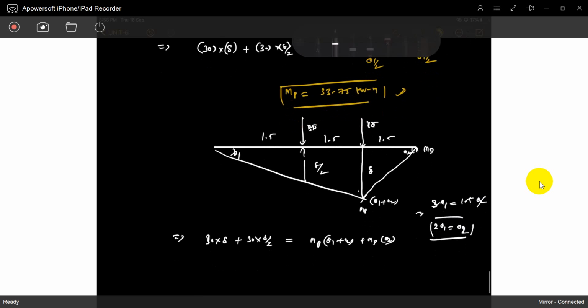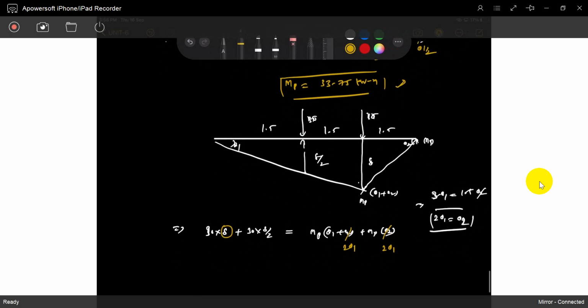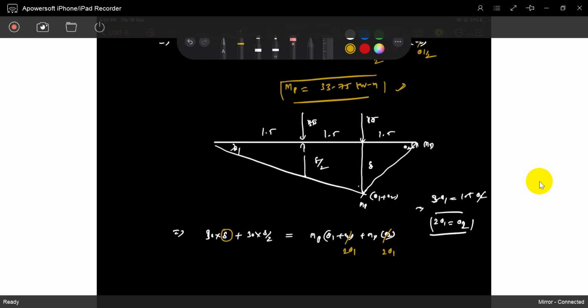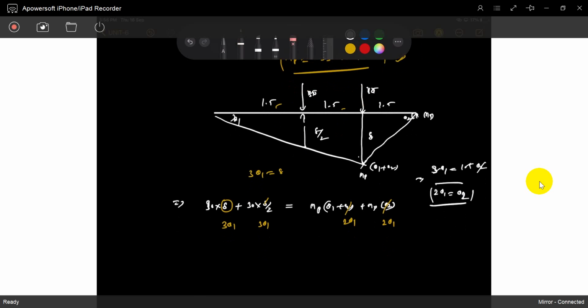So write down, it's a 2 theta 1. Delta you can write down in terms of theta 1. What is that? 3 theta 1 is delta. That's it, no? 1.5, 1.5. 3 theta 1 is delta. So what is that value? The value is MP is 27 kilonewton meter.